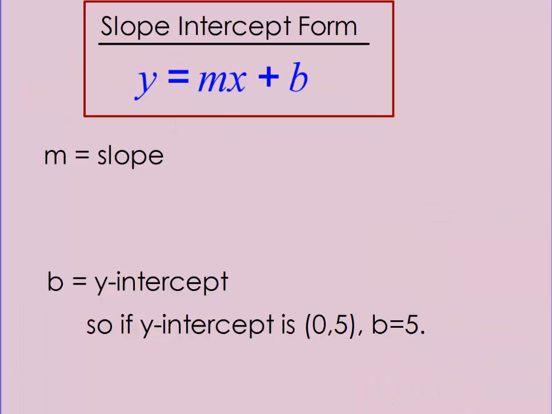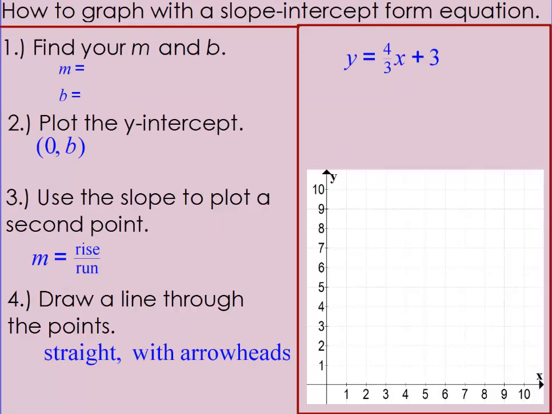Now slope-intercept form, here's the equation, make sure you write this down. Y equals mx plus b, where m is your slope, which is your rise over run, a change in y over change in x, and then your b is what we call the y-intercept. So if that point for the y-intercept is at (0, 5), we put b is going to equal 5. So let's try an example of that.